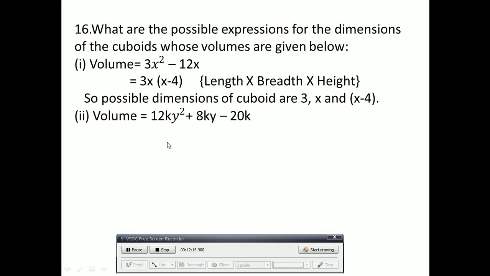Listen. Again, the question is the same. Volume is given, and we have to find the possible expressions for the dimensions. So students, again we will find some factors of the given volume. First we can check 12 and 8, 4 is common and k is common. So we will take 4k as common. So what will be the remaining? 3y square plus 2y minus 5.